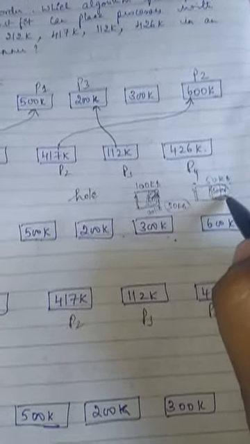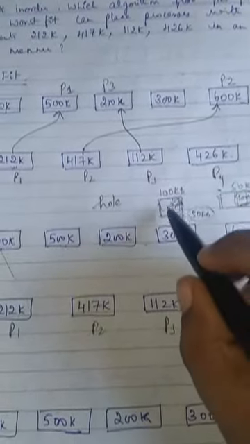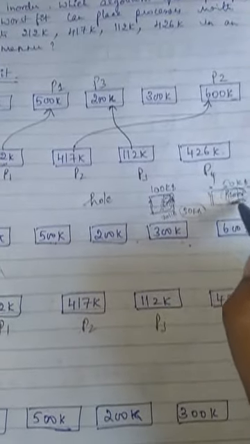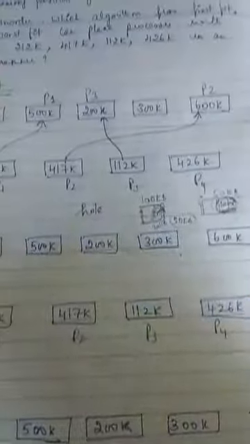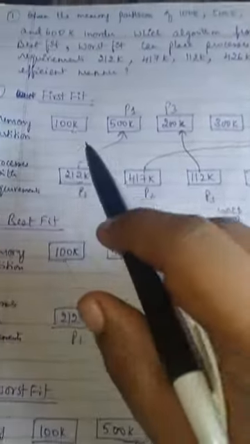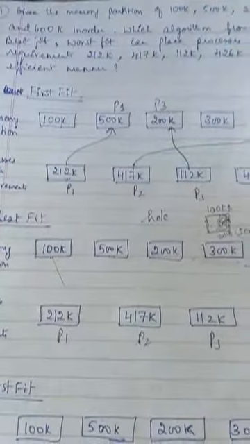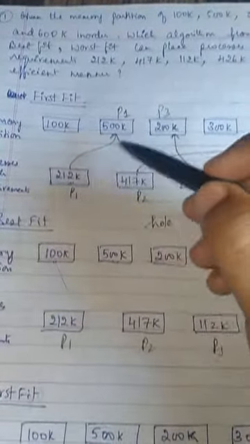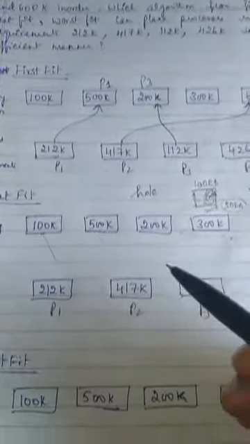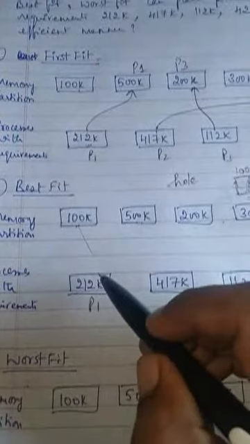So in best fit, what you're doing, you're finding such a partition wherein the unused space will be minimum or least. Whereas in first fit you're not going to see all those, you're simply finding a partition where you can place the particular process. Okay, so we're coming to best fit now.